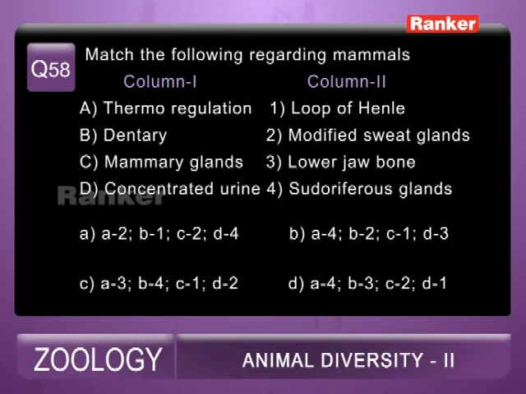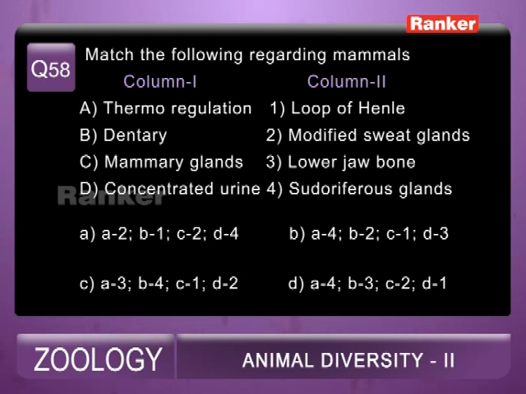58th question. Match the following regarding mammals, column 1 and column 2. Column 1 has A. thermoregulation, B. dentary, C. mammary gland, D. concentrated urine. Under column 2, you have 1. loop of Henle, 2. modified sweat gland, 3. lower jaw bone, 4. sudorific glands. We shall try to get the answer for this.